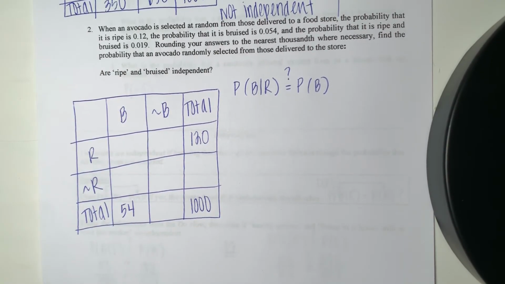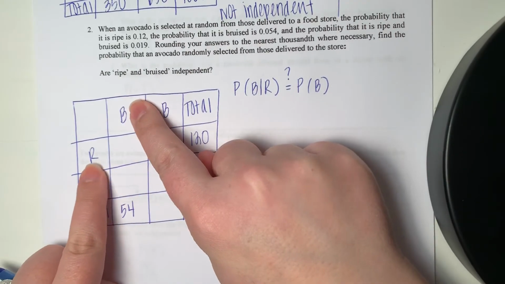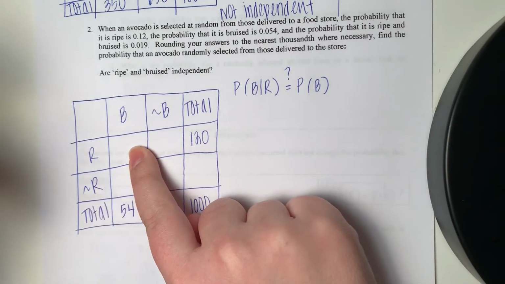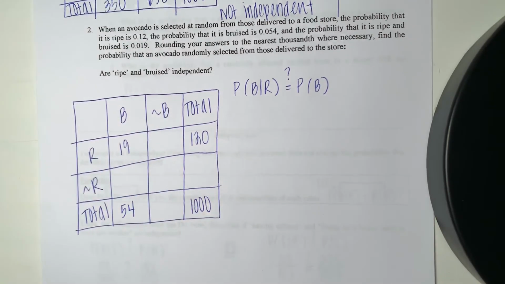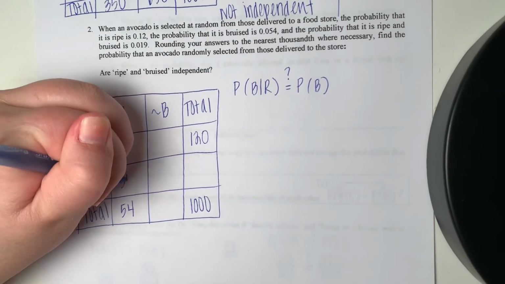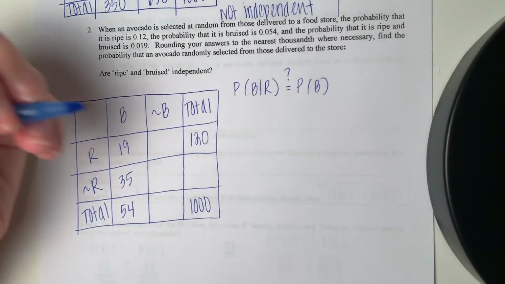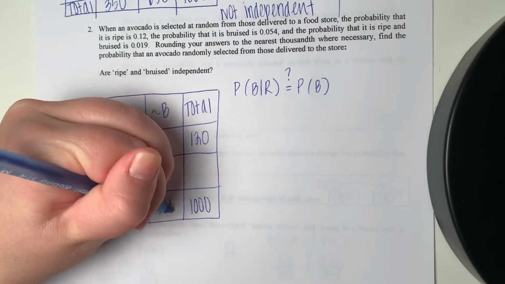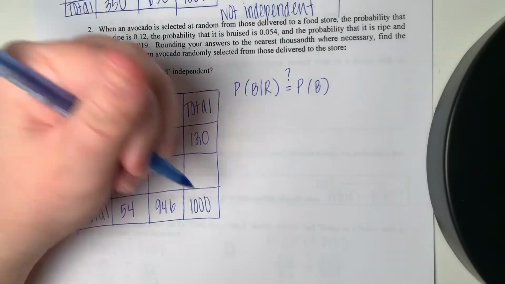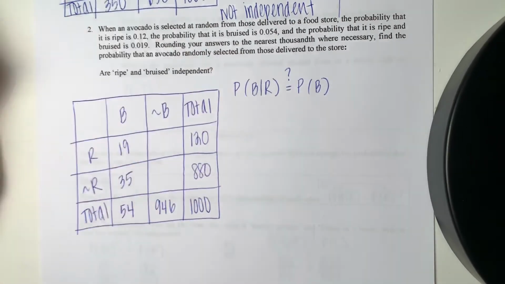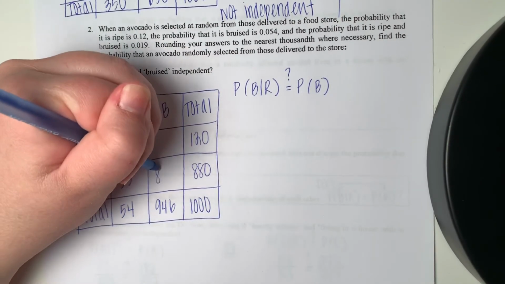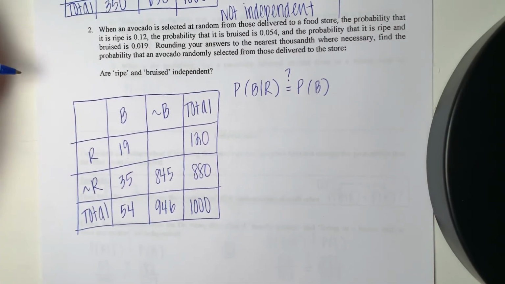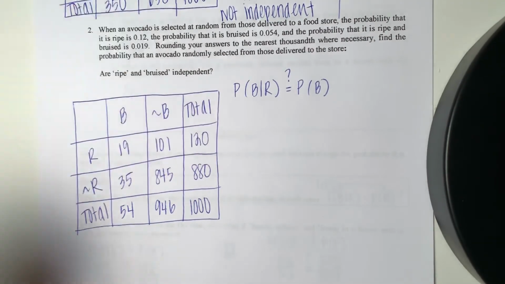And then the probability that it is ripe and bruised is 0.019. So this would be 19. Okay. So that means that this would be 35. This would be 946, 880, 845, and 101.